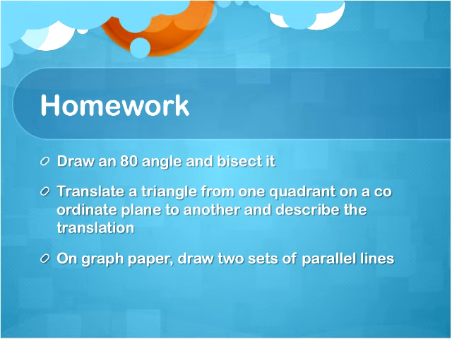So what I want you to do is draw an 80-degree angle and bisect it. Translate a triangle from one quadrant on a coordinate plane to another and describe the translation. So if you start in positive, positive, you cannot translate it within positive, positive. It has to go to a different quadrant. And then on graph paper, I want you to draw 2 sets of parallel lines. And I want you to be careful when you are drawing the parallel lines that you actually make them parallel, okay?